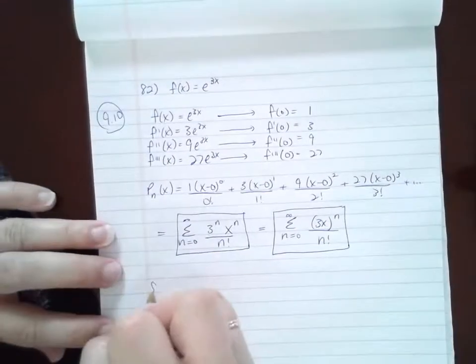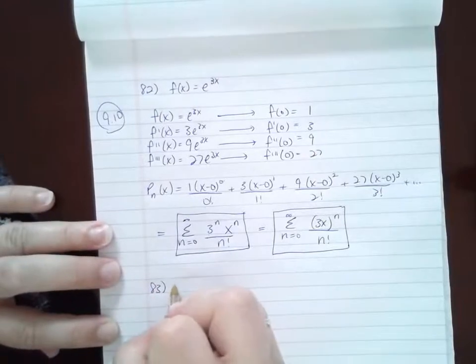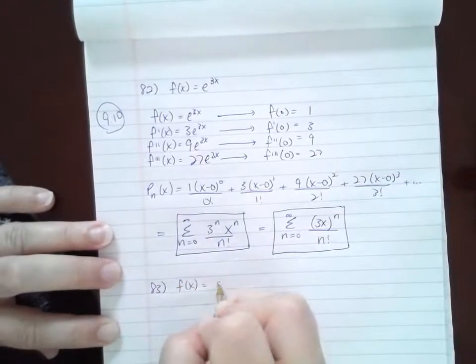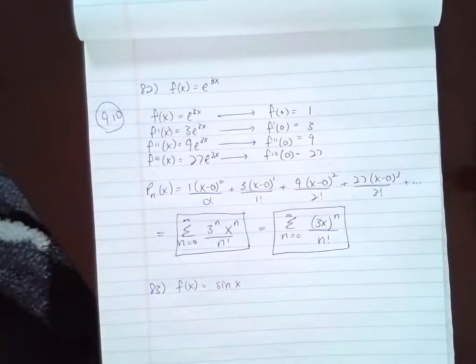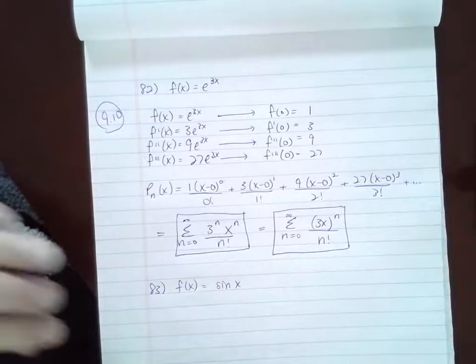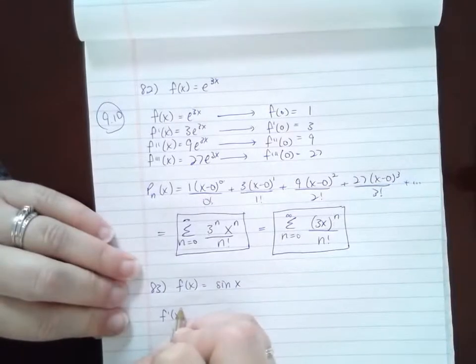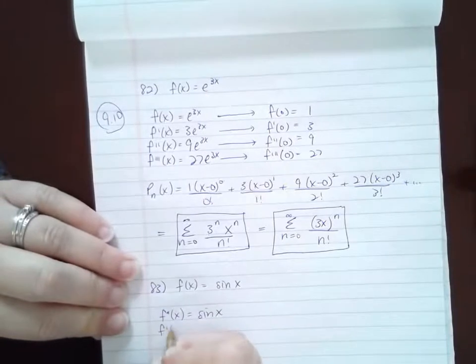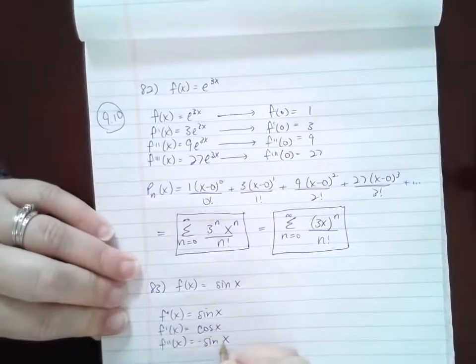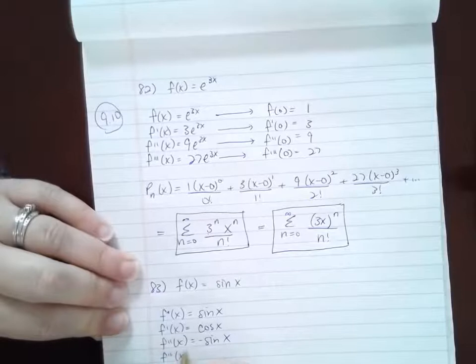And 83, we have a Taylor series of sine x, and we're going to center this at pi over 4. Derivative of sine is cosine. Derivative of cosine is negative sine. Derivative of negative sine is negative cosine. And if I go one more, then I repeat my cycle from the beginning.